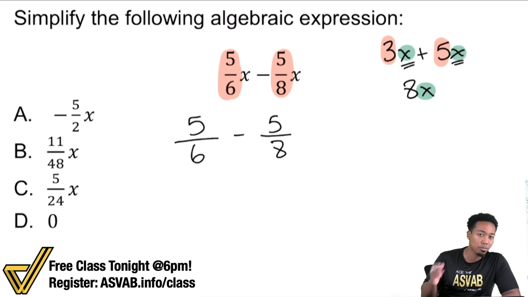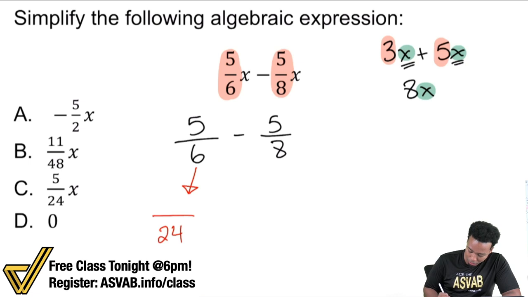8 and 6 both go into 24. They can also go into 48, they can also go into 72, they can go into a bunch of numbers, but the smallest one is 24. So what you're going to ask yourself is, how can we get a denominator of 24 in each of them?